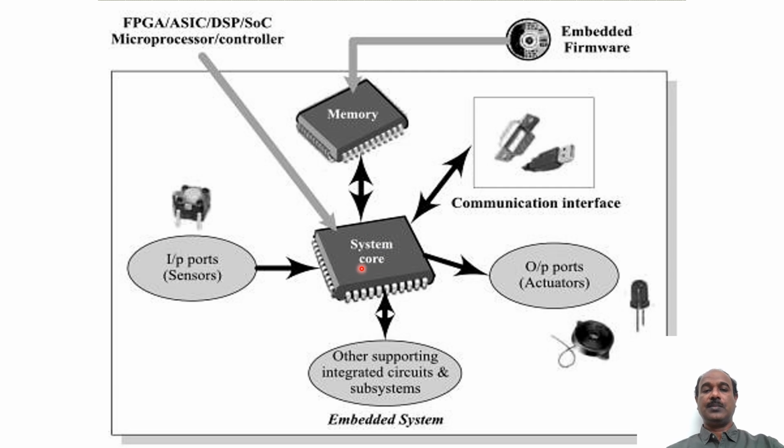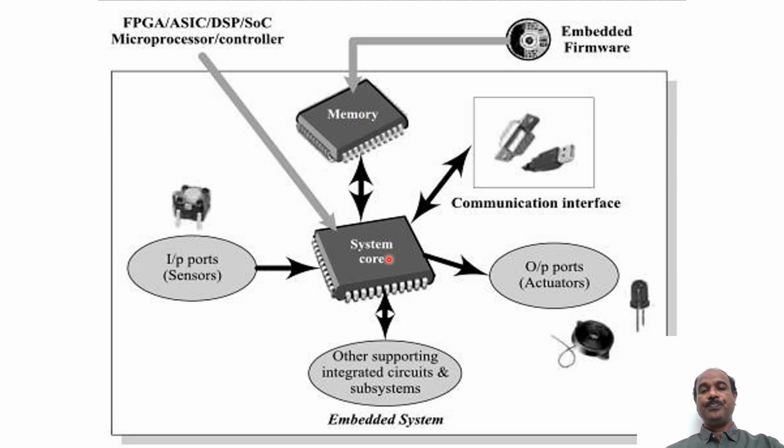Then when there is a processor, obviously we need what? The program to control it. That program will be stored in this memory. So we need a memory to store the program. That program will be executed by this processor, and the whole embedded system will be controlled by this processor. So we have a processor here and a memory here. The firmware or the software will be stored inside this memory.